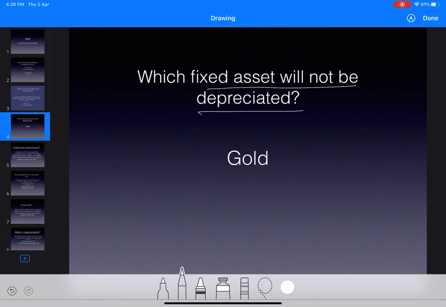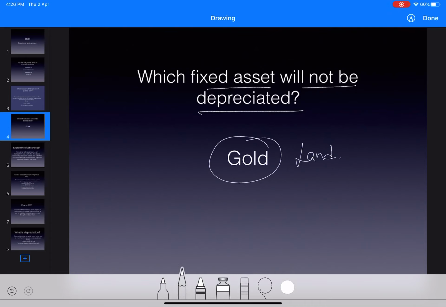Remember, think about it, which fixed asset will not be depreciated, because we have studied that generally on every fixed asset we charge depreciation. But why have I written here gold? The reason is that sometimes the interviewer asks which fixed asset except land will not be depreciated. So land is the answer for this. If the interviewer asks which fixed assets will not be depreciated, then you can answer land.